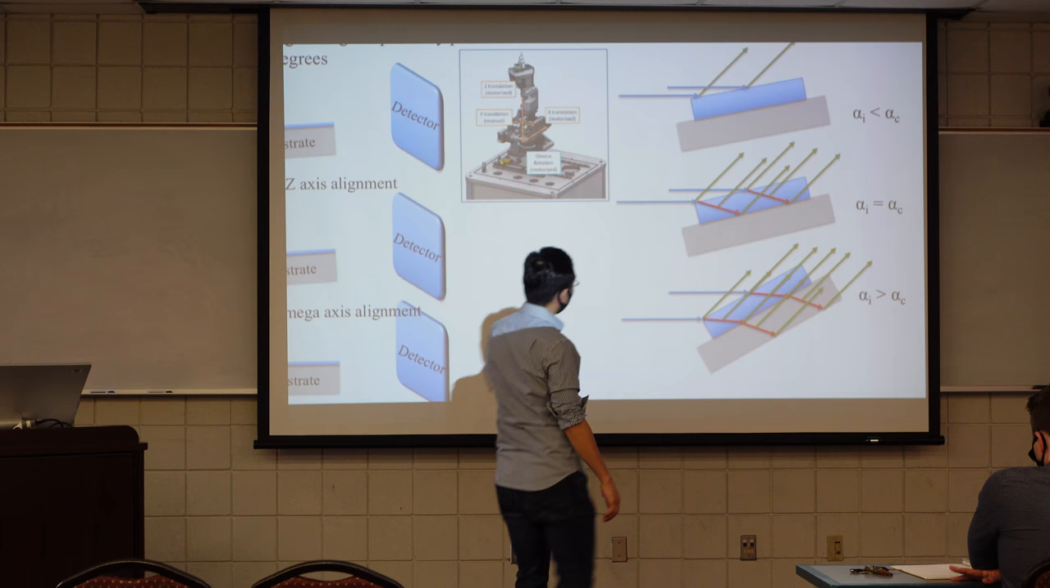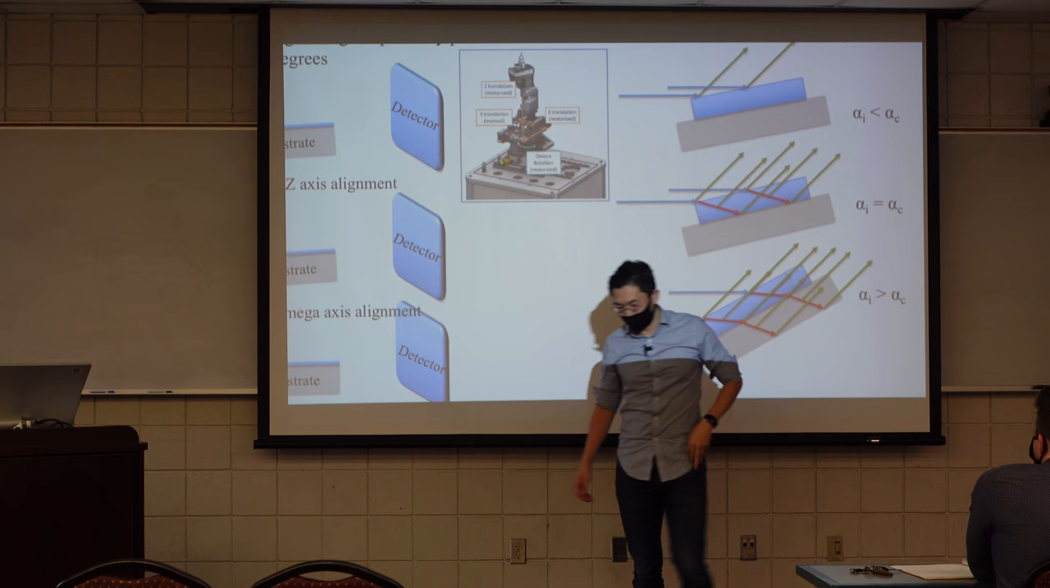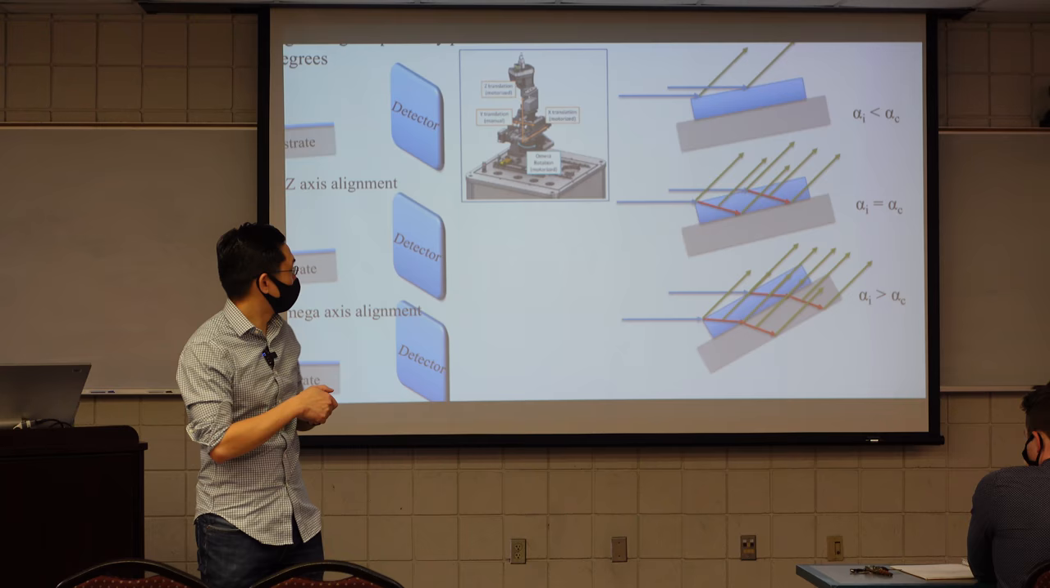So the beam is going to come in at a reflect angle, then exit. The beam fully reflects like a mirror at the silicon, then comes out. So this creates a lot of signal. That's why we need to do grazing incidence, or synchrotron.